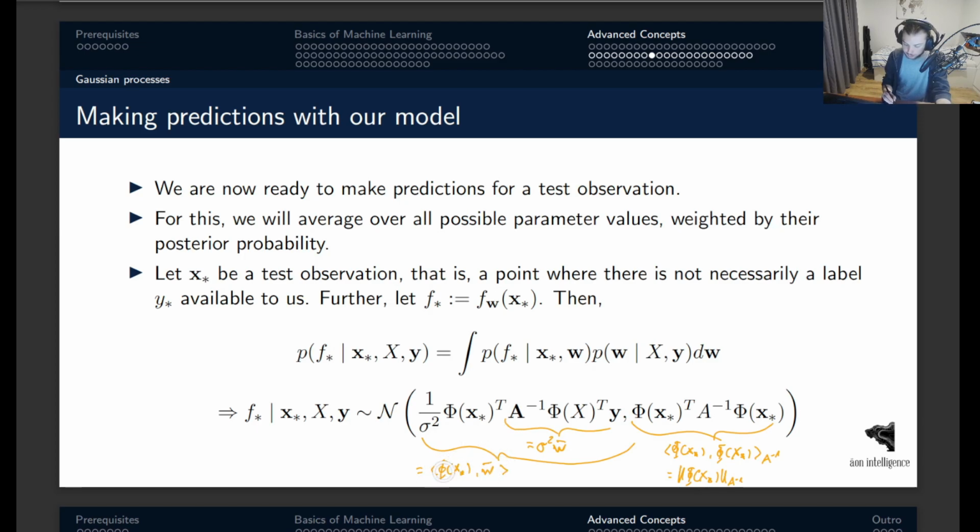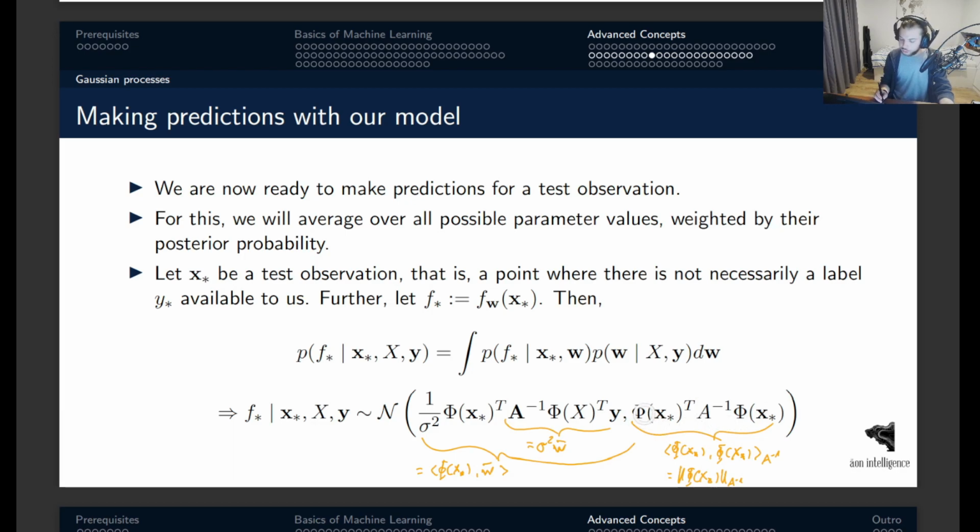So you have the feature mapped observation X star and the ideal parameter vector W bar, take the inner product of that. This is our linear model formulation. And the variance of this Gaussian random variable is this expression. So we have A inverse, which was defined on the previous slide. It's essentially the inverse of the empirical covariance matrix given our data X, plus some regularization covariance matrix.